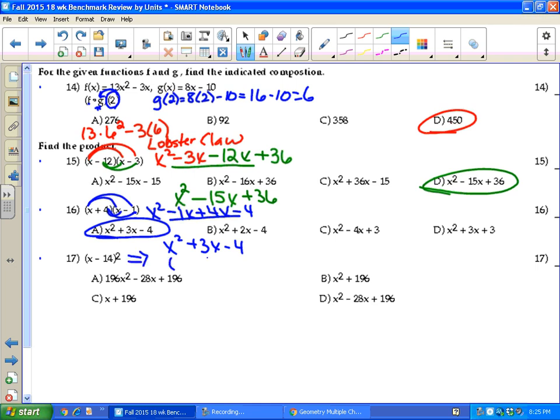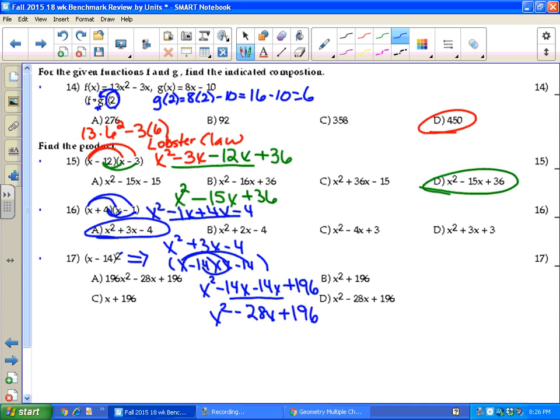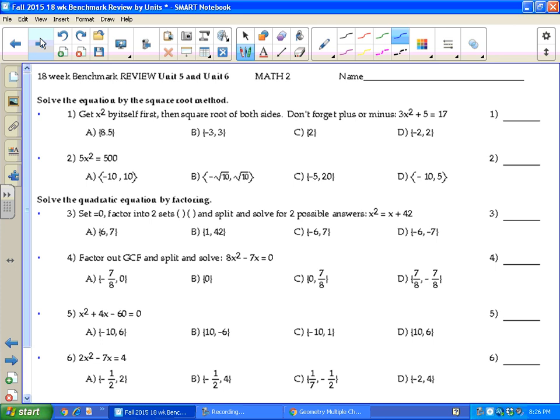What does it mean when you see x minus 14 squared? It means I have 2 parentheses just alike. So I have an x minus 14 parenthesis and another x minus 14 parenthesis. I have 2 parentheses just the same. So you multiply them out. X squared minus 14x minus 14x again plus 196. So when you add like terms, you get negative 28x in the middle plus 196 and x squared in the front. And I believe that is choice D. Yep, choice D. So we just finished 3 and 4.